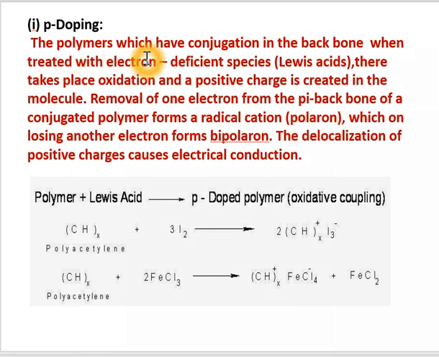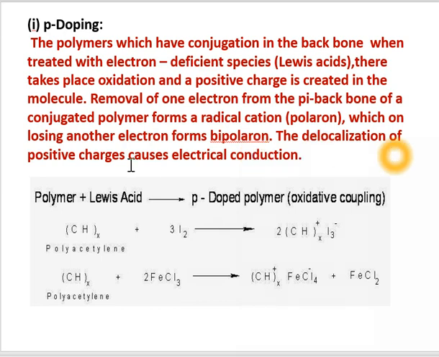The polymers which have conjugation in the backbone, alternate single and double bonds, when treated with electron deficient species, a Lewis acid, at that point there takes place an oxidation and a positive charge is created in the molecule. The removal of one electron from the pi backbone of the conjugated polymer will form a radical cation because an electron is removed. And this radical cation is called a polaron, which on losing another electron will form a bipolaron because it has lost two electrons.